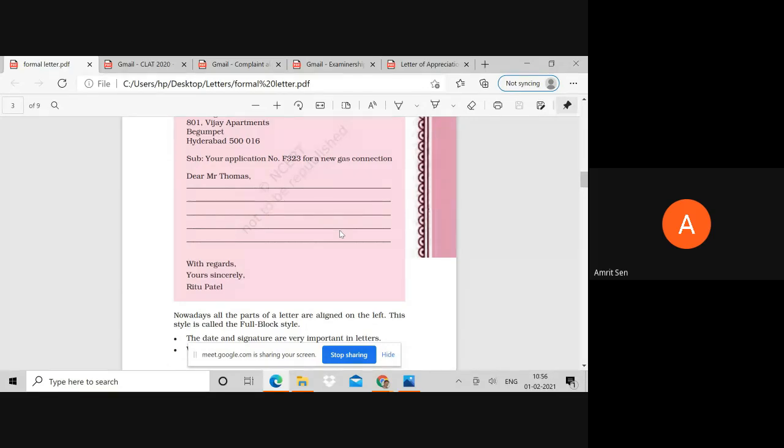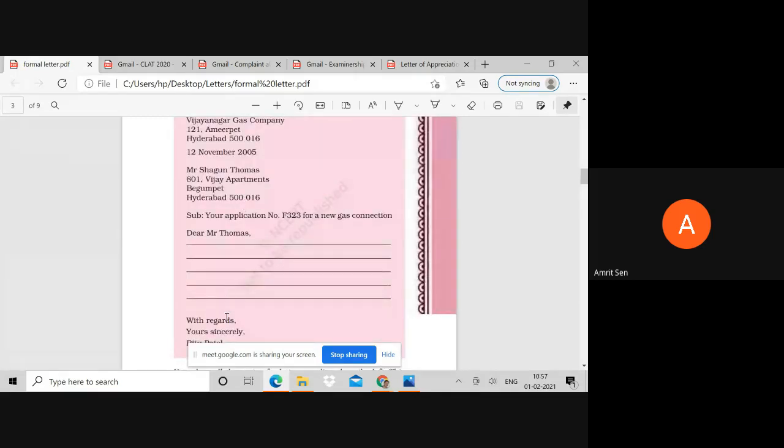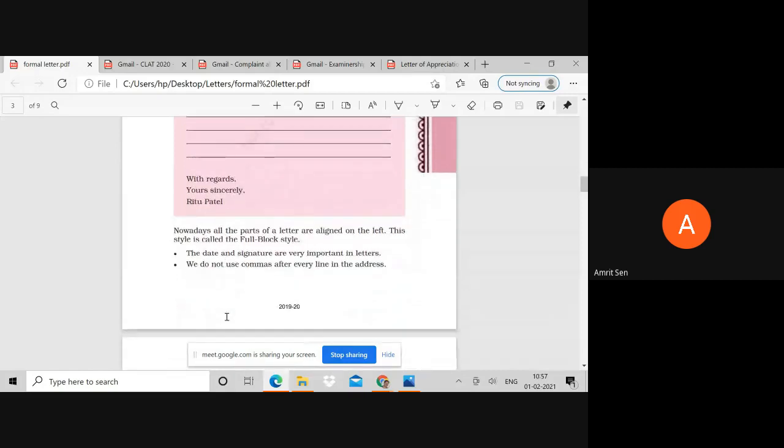With reference to your application number, for a new gas connection, we are pleased to inform you that our representative will visit your house on X date at such time to install the new gas connection. You are requested to please be at home and extend all cooperation to our representative. Yours sincerely, since they have written Mr. Thomas, yours sincerely, or sincerely yours, XYZ. So they have said, with regards, yours sincerely. This is the format of the letter.